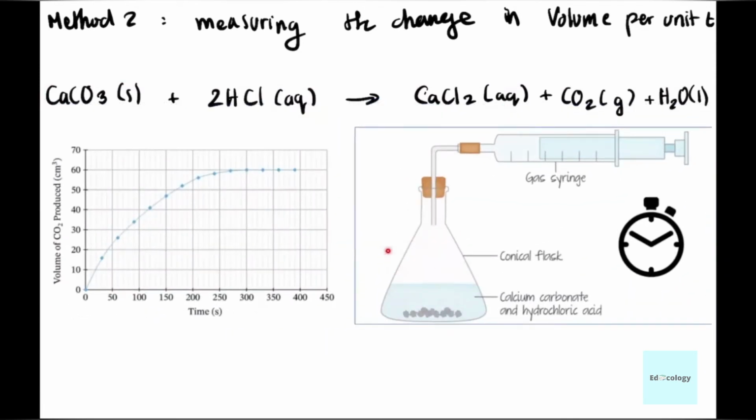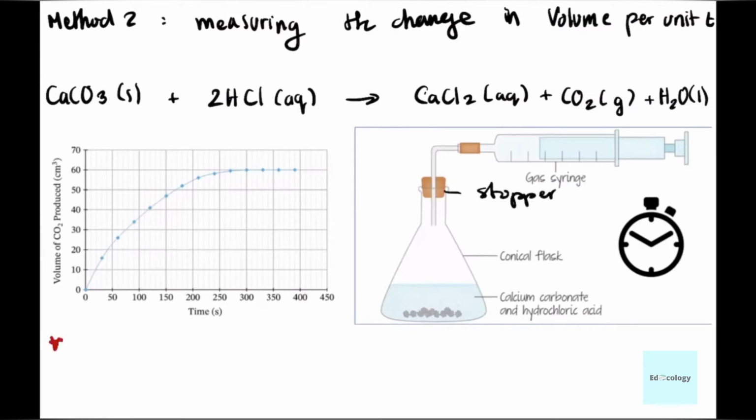So how are you going to be able to measure the change in the products? You're going to use a gas syringe to measure the amount of CO2 in this case that is being produced. So you're going to be finding the change in volume per unit time. Now, if you look here, we use a stopper instead of cotton wool. Why do you think that is?